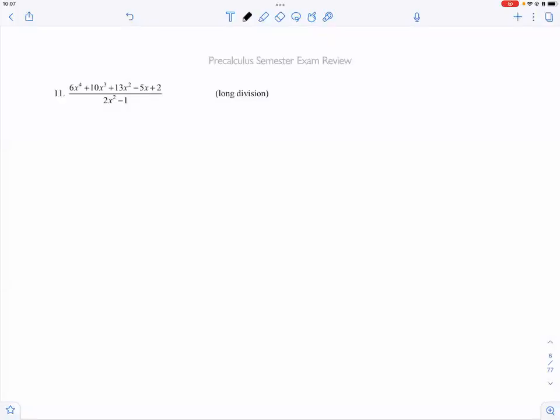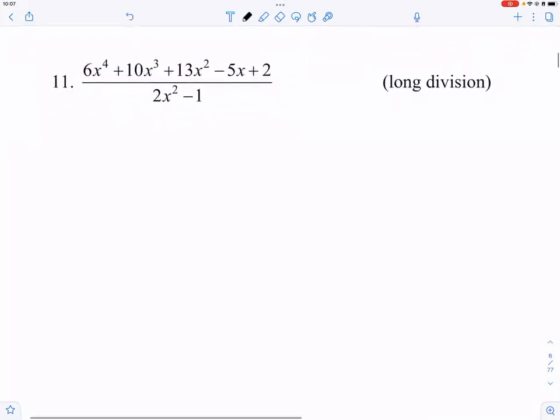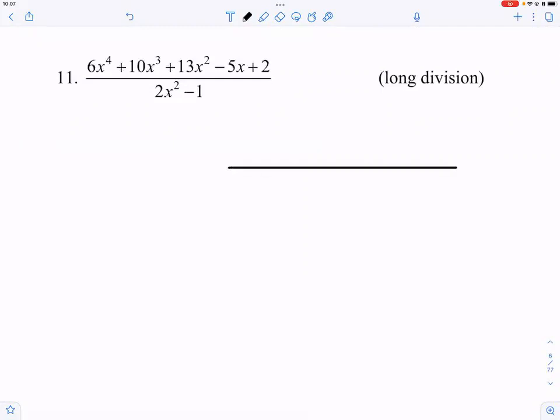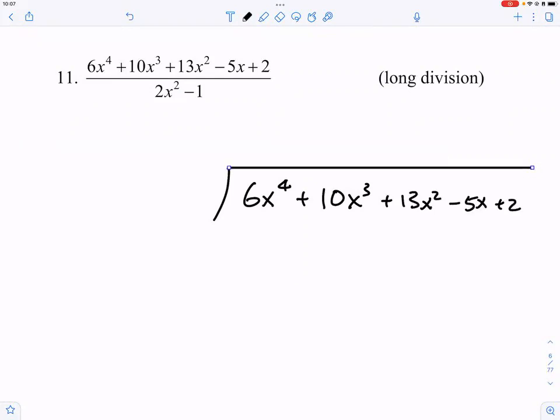All right, question 11. Question 11 is about long division. It's pretty long, so let's go ahead and do long division right here. We have a lengthy polynomial: 6x to the fourth power, minus 10x cubed plus 13x squared minus 5x plus 2. Let me make the horizontal line just a bit longer. All right, that's my dividend. And let me go ahead and write my divisor, 2x squared minus 1.